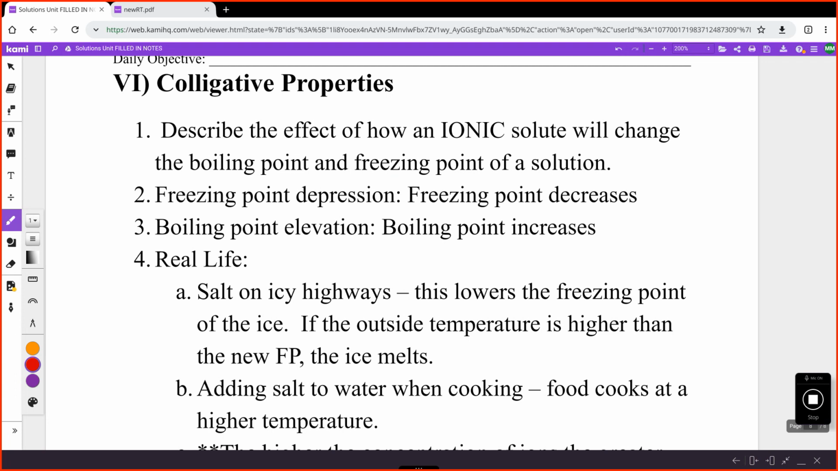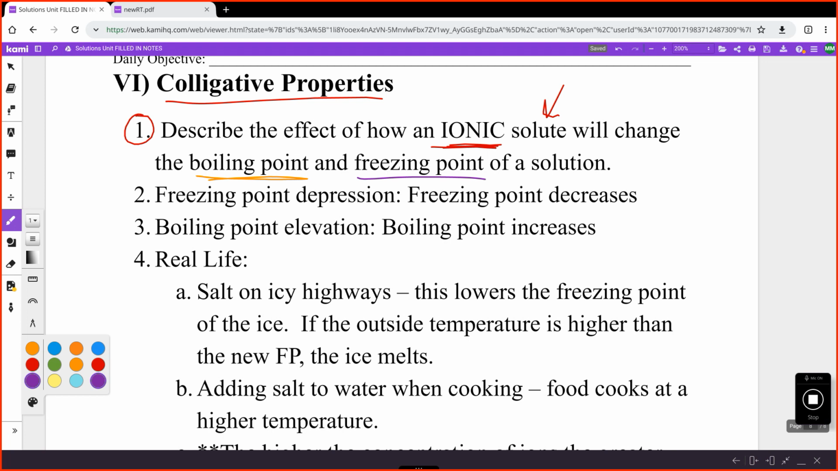So this whole part of the unit is called colligative properties. That's how that's pronounced. You don't really need to know that. It's never going to be asked. The word you will never see again, but this is what it is called in science. What we're going to do today is describe how an ionic, specifically, and only an ionic, solute will affect a solution. And the two things that it will affect are your boiling point and your freezing point. And I'll give some examples of what this means.